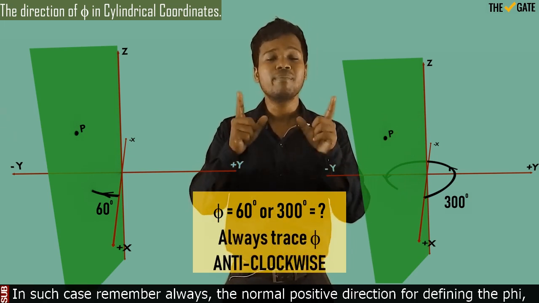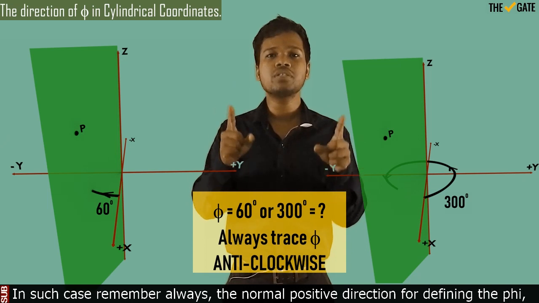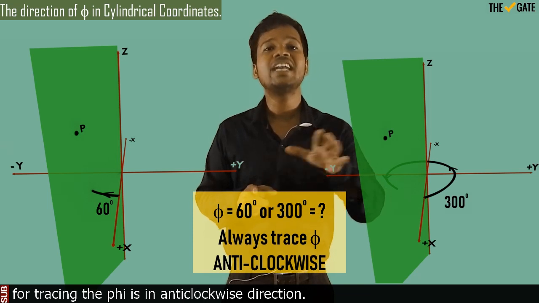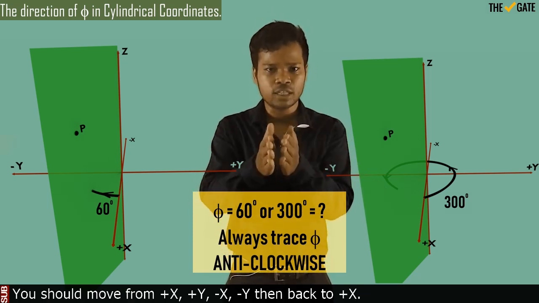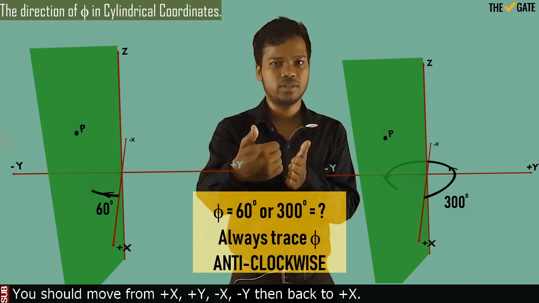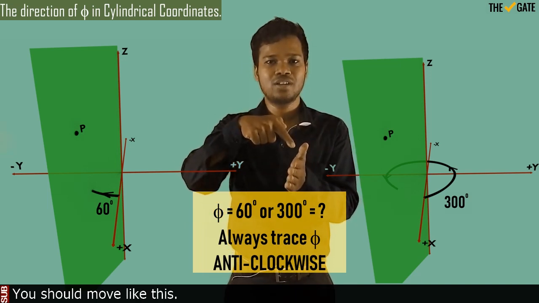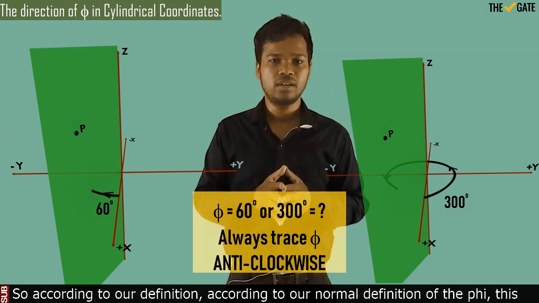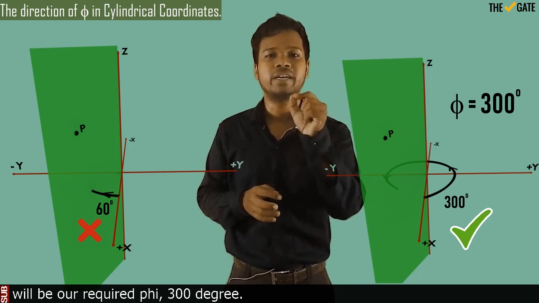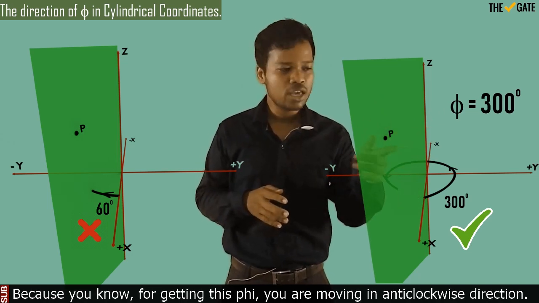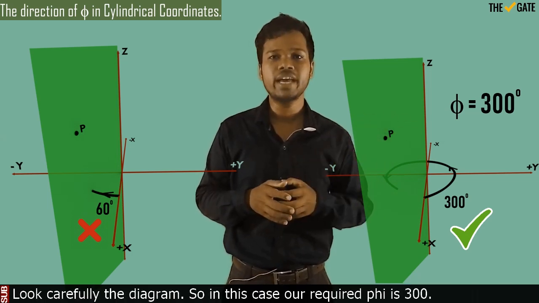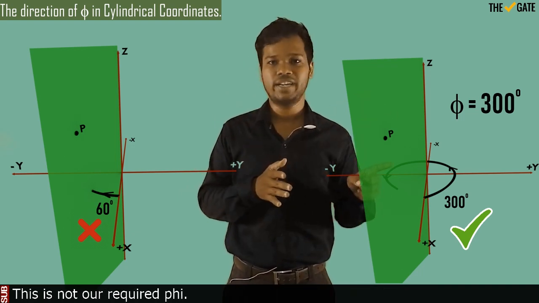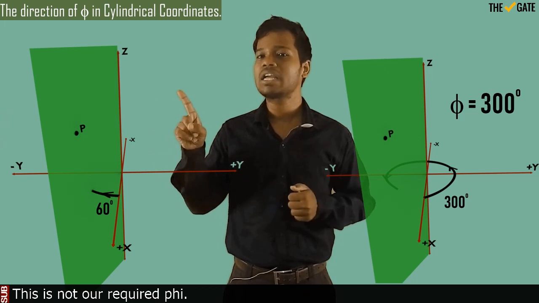In such case, remember always, the normal positive direction for defining the phi, for tracing the phi, is in anti-clockwise direction. You should move from plus x, plus y, minus x, minus y, then back to plus x. You should move like this. So according to our normal definition of the phi, this will be our required phi, 300 degree. Because for getting this phi, you are moving in the anti-clockwise direction. Look carefully in the diagram. So in this case, our required phi is 300. This is not our required phi.